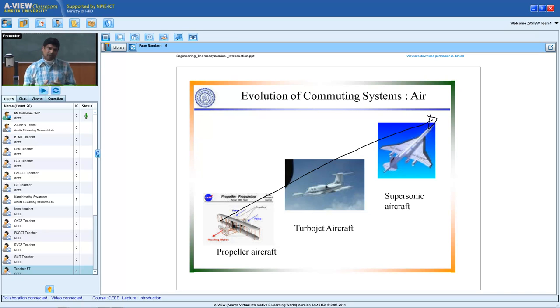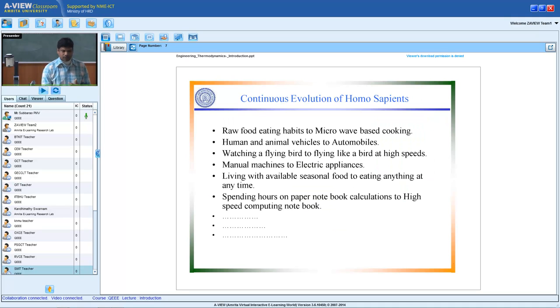The day I started learning thermodynamics and applying it appropriately, from the Wright brothers' propeller aircraft to jet-based supersonic flight, all of it was because of thermodynamics. Thermodynamics is a collection of experience. The day they collected and formulated it nicely, development happened much faster and for a better living as a whole. Okay, so that's where I try to collect all these points.